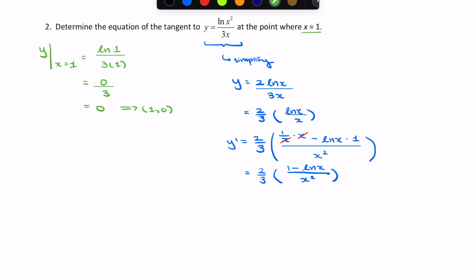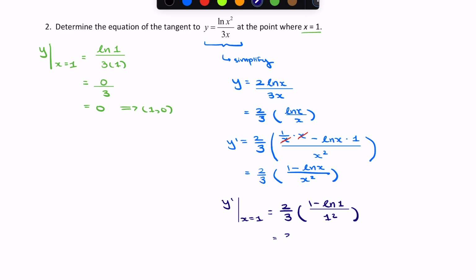So here we found again the derivative, which is our slope. And again, that's at x is equal to 1. So y prime at x is equal to 1 will help us determine the slope of the tangent. So 2 over 3, 1 minus ln of 1 over 1 squared.